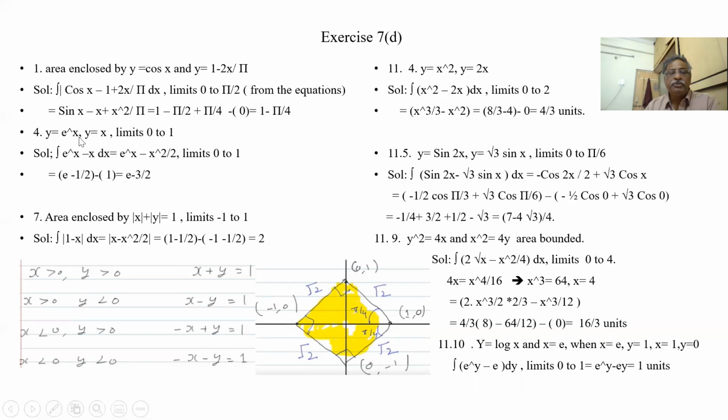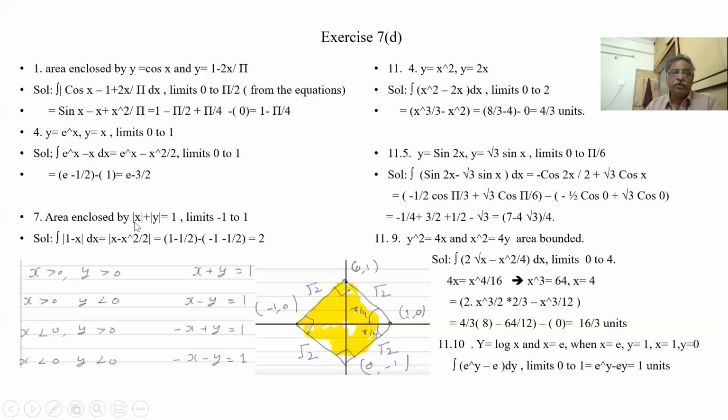Let us say another, y is equal to e to the power of x, y is equal to x. These are the two. So when x is 0, e to the power of 0 is 1. Between 0 to 1. When x is 1, y is equal to 1, and y is equal to e to the power of 1. When x is 0, this is 1, this is 0. So he has given limits. So between the limits, we have to find the area between them. So you simply subtract it, and it's x square by 2. You substitute, it is e minus 3 by 2.